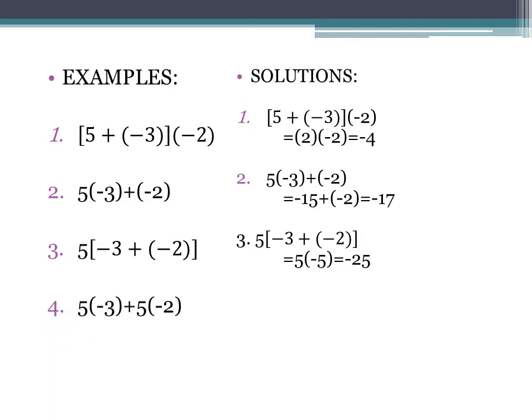For the last example, number 4, we have 5 times negative 3 plus 5 times negative 2. Here's the solution. Always remember that if you multiply positive times negative, the product is always negative. So, 5 times negative 3, we have negative 15. Then, 5 times negative 2 is negative 10. Just add the two since they share the common sign, then copy their common sign which is negative. 15 plus 10 is equal to 25, and they share a common sign which is negative. So, the answer is negative 25.